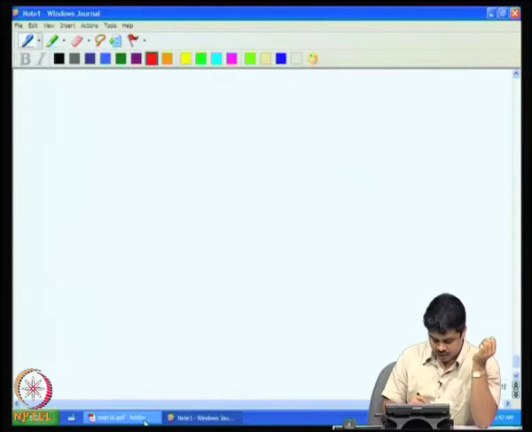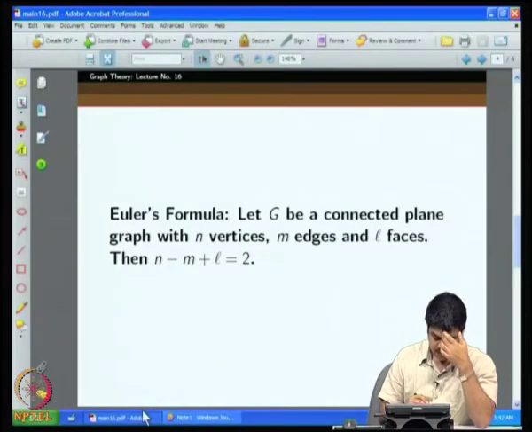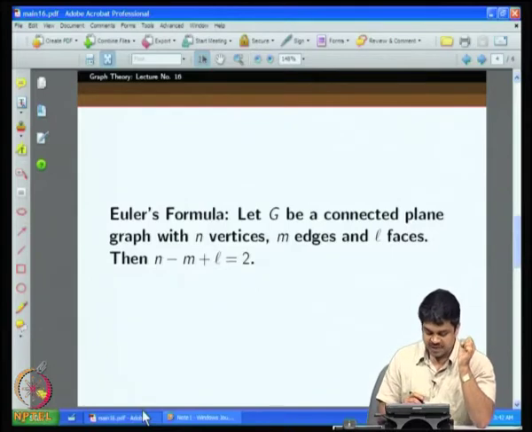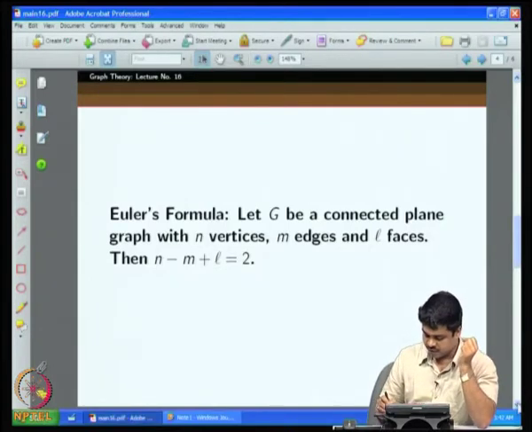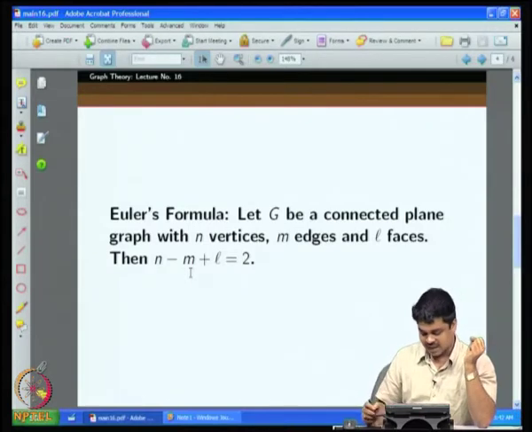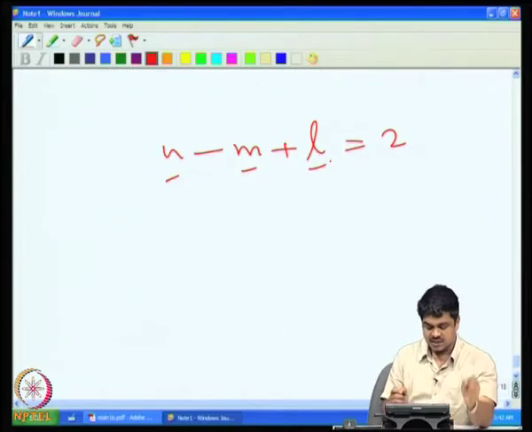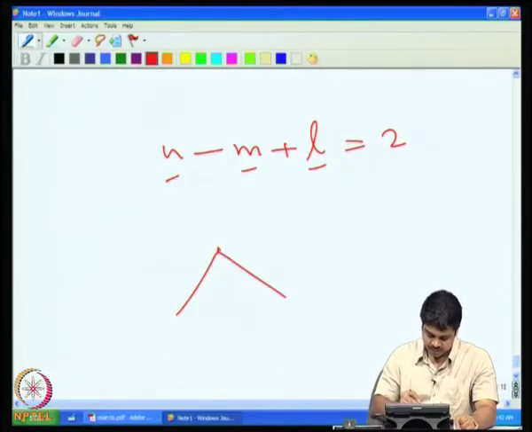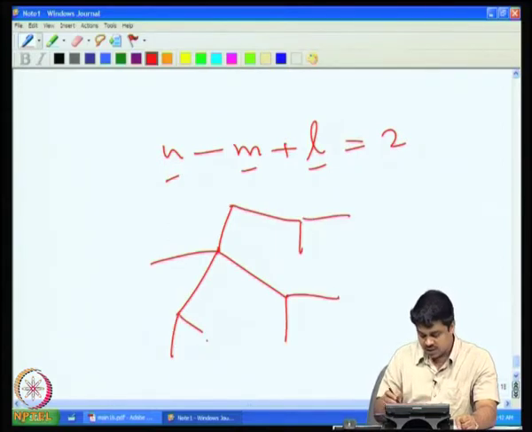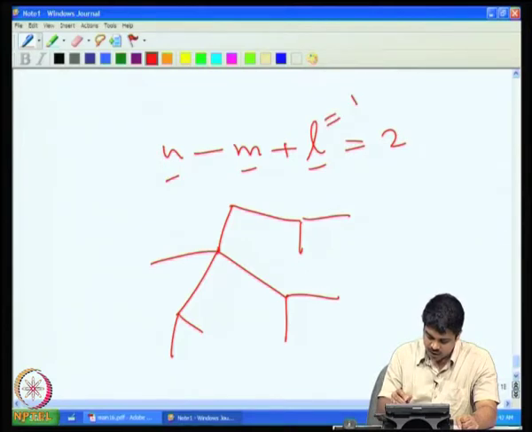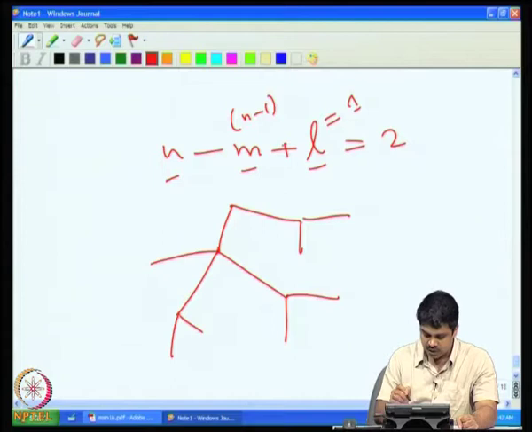Now, the Euler formula connects the number of vertices, the number of edges and the number of faces in a planar graph. It says n minus m plus l equals 2, where m is the number of edges, n is the number of vertices, and l is the number of faces. For instance, take a tree, a connected planar graph. Here the number of faces l equals 1, the number of vertices is n, and the number of edges is n minus 1.